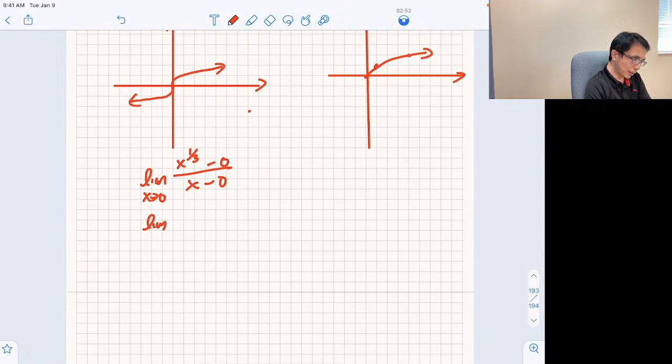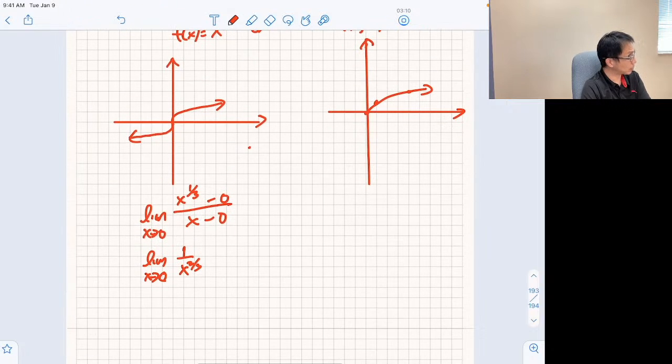So it'll be the limit as x approaches 0 of 1 over x to the 2/3. So if c is not defined, then by default it's 0? Not necessarily 0. Here it's actually not differentiable. I'm going to show you why it's not differentiable.